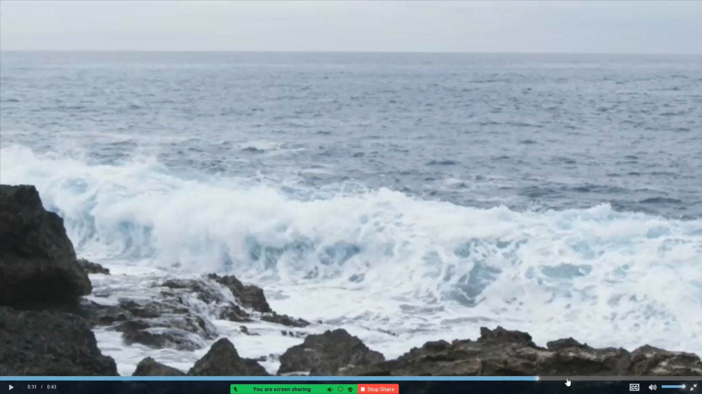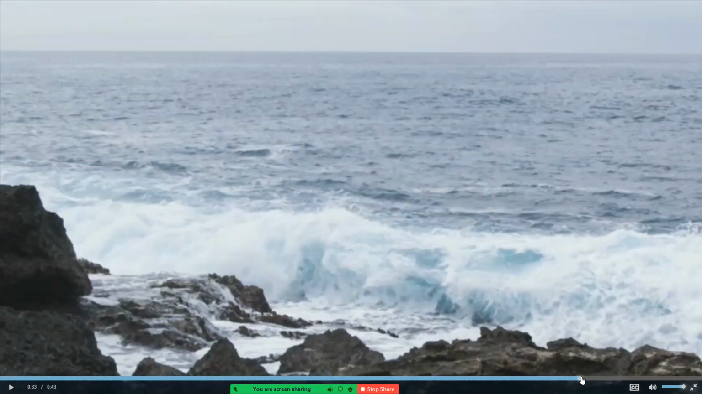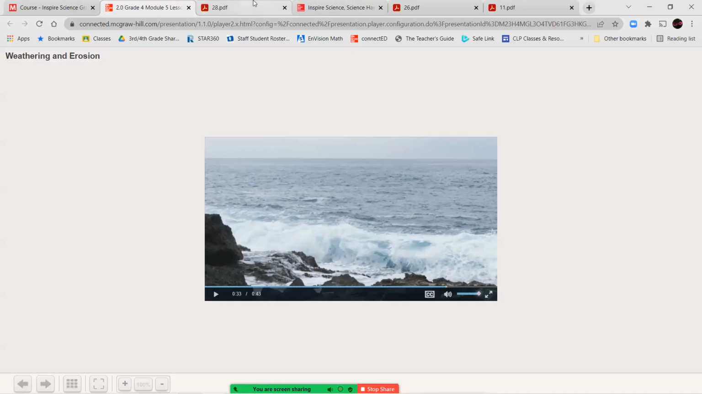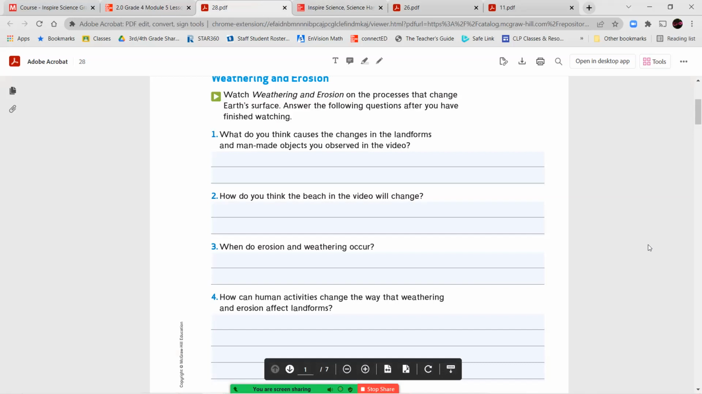And taking a look at the beach. So remember, we talked about water kind of carrying off pieces of rock. Do you think this beach is going to continue to look the same if waves are constantly hitting these rocks? What's going to happen to that beach over time? Take time to go through and answer your questions.